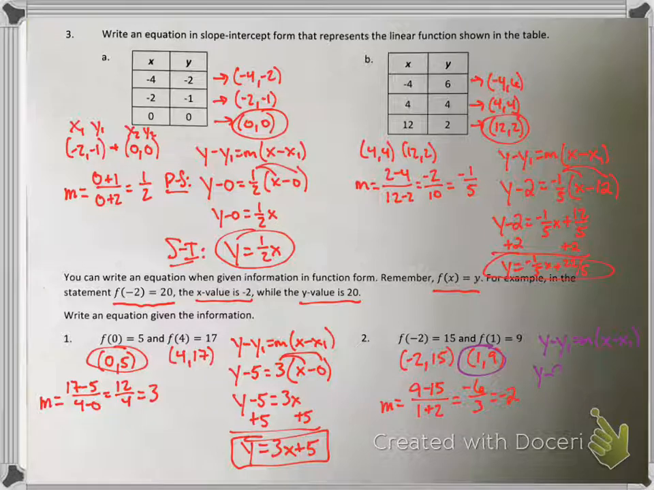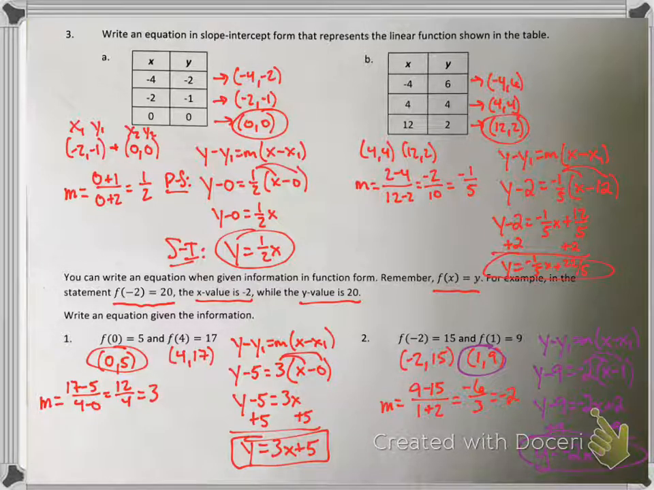So in for y1, I'm going to put in the 9. A negative 2 for m. And the 1 goes in for x1. Same 2 steps. Distribute. So I'll get negative 2x plus 2 on the right. Add the 9. I end with a final equation of y equals negative 2x plus 11.